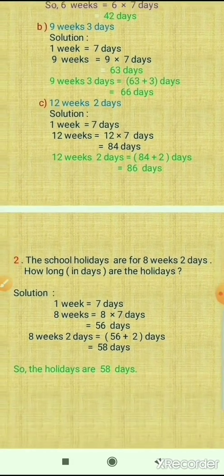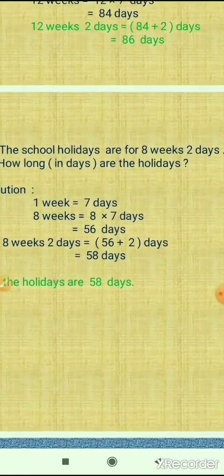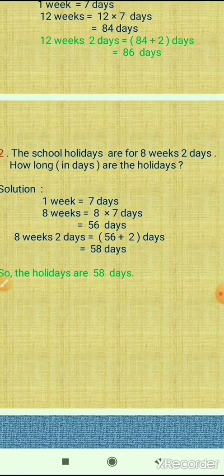Okay, now we will see the next example. Second is a word problem. So first we read it carefully. The school holidays are for 8 weeks 2 days. How long in days are the holidays? Look here student, once again we read it carefully. The school holidays are for 8 weeks 2 days. How long in days are the holidays? Here holidays are given in weeks and days and we want the answer in days. So we have to convert 8 weeks 2 days into days.